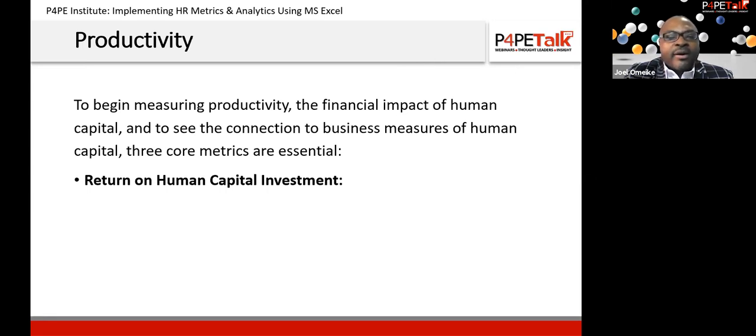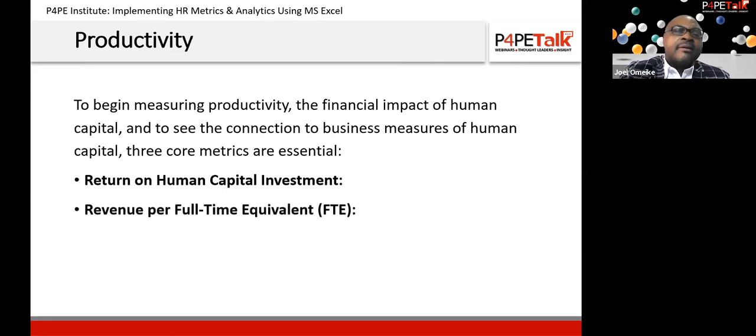Okay, so let's make progress. The second thing to measure under productivity is your revenue per full-time employee. So if you go to finance and say, how much did our organization sell this year? and they tell you that in the past 1 year, we have sold 200 million naira. You now say, what is our total workforce?